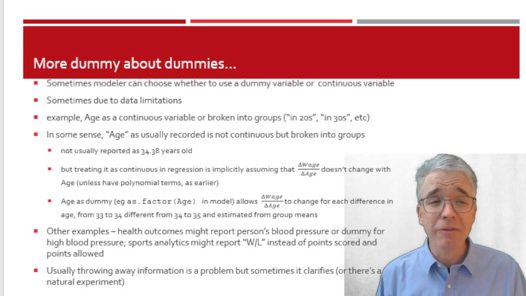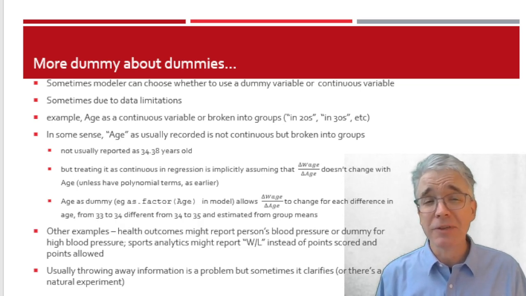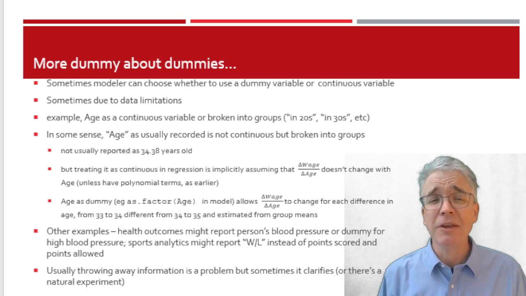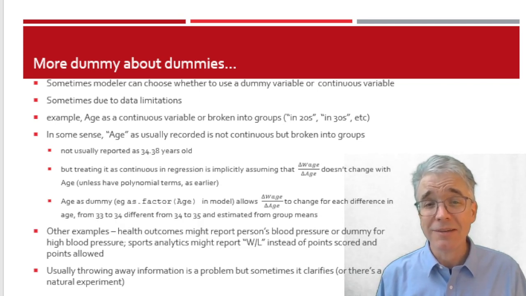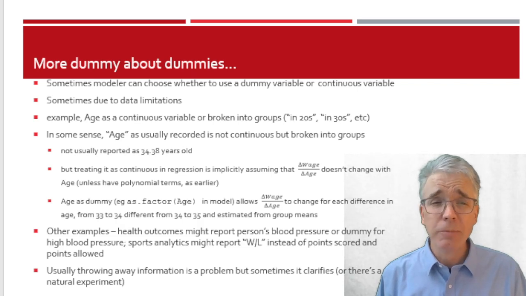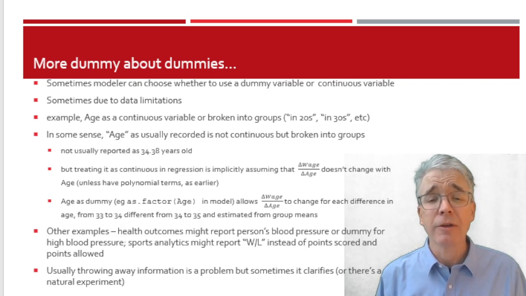In many surveys, people report their age in numbers ending in 5 or 0. Part of the reason we used polynomial terms for age was because we believed in a model of wage that delta wage delta age is not constant. That could be alternatively specified with age dummies, where now each age has its own group mean, and the change from 34 to 35 can be completely different from the change from 33 to 34.